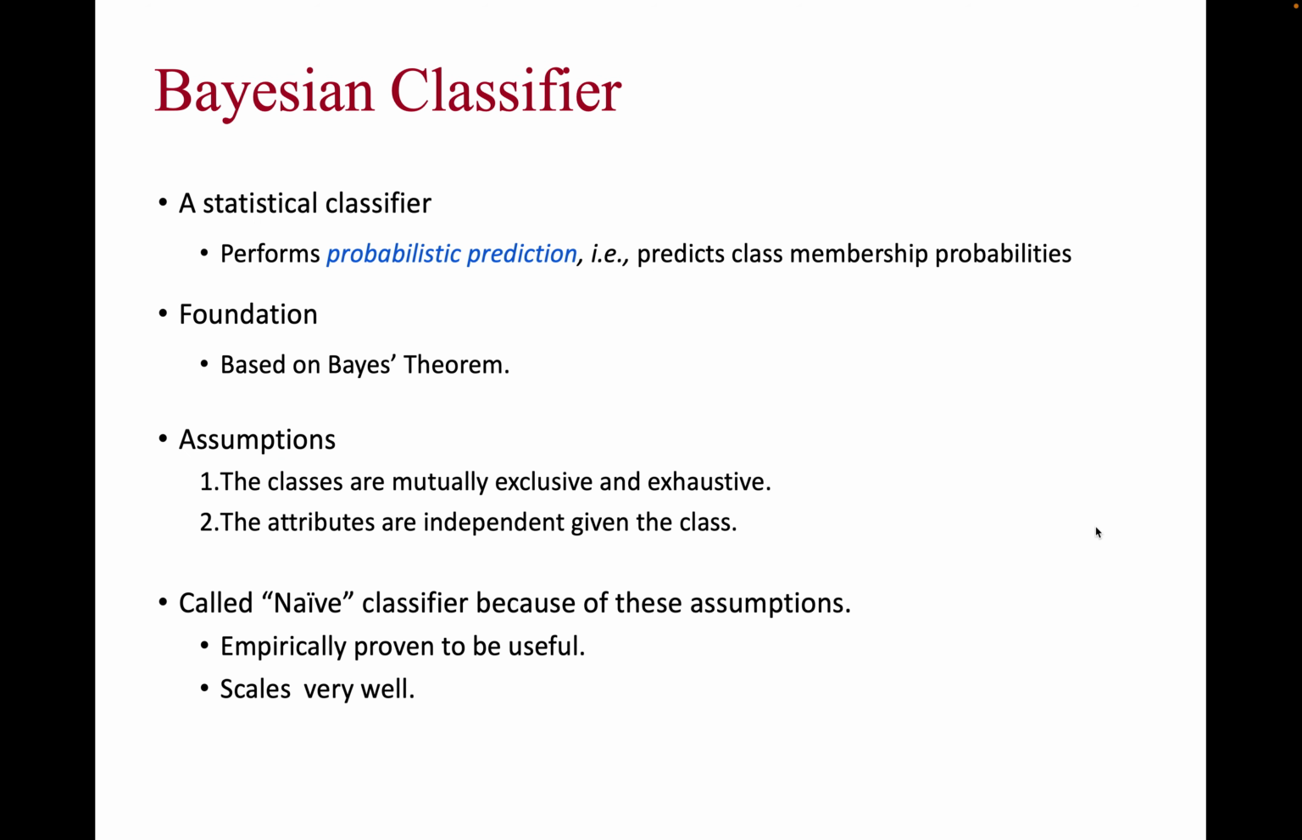Bayesian classifier. A statistical classifier performs a probabilistic prediction, predicts class membership probabilities. Foundation based on Bayes theorem. Assumptions: these classes are mutually exclusive and exhaustive. The attributes are independent given the class. Naive classifier, because of these assumptions, empirically proven to be useful, scales very well. Naive Bayes.